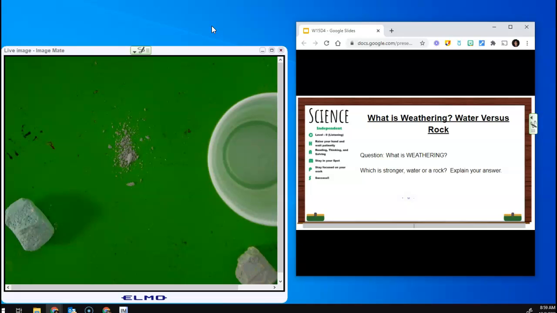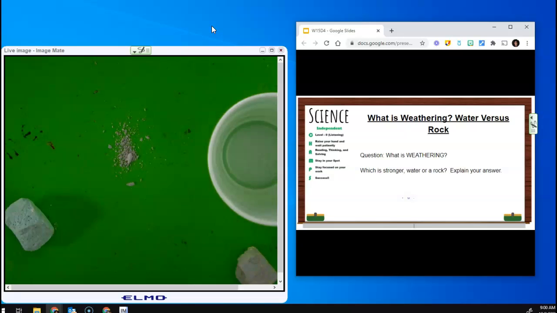So what do we think? Is water or rock stronger? Water or rock? Water is W, or rock, make a fist. Which one do you think is stronger? Water, W, rock, make a fist. So it looks like most of us think that water is stronger.